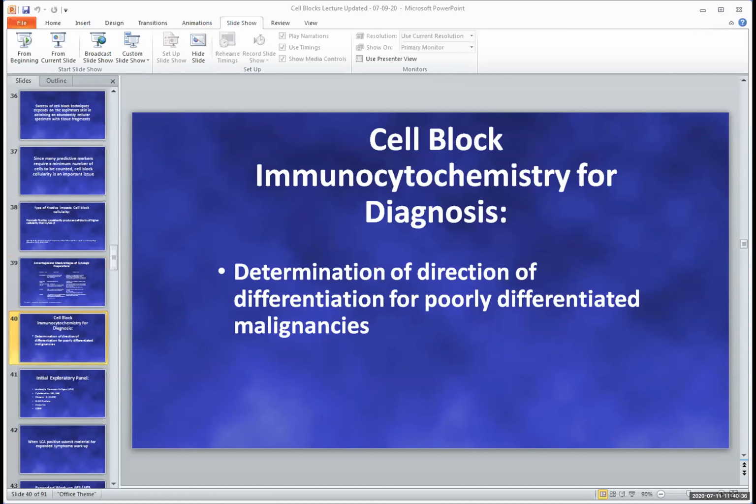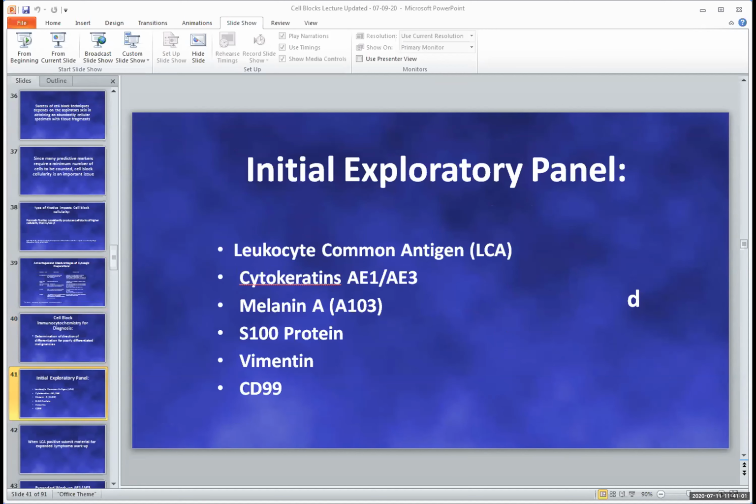paraffin-embedded formalin-fixed material. Now, cell block immunohistochemistry, let's look at it for diagnosis. What we're doing here is really determining direction of differentiation for poorly differentiated malignancies, or even if you know, say, it's an adenocarcinoma, almost invariably I will be asked, well, what organ is it from? And cell block immunocytochemistry can help us with that. I usually use it for very, very poorly differentiated malignancies that at the time of ROSE, I have no idea really precisely what they are.